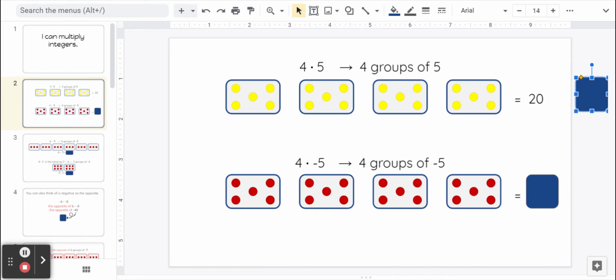Let's just change that positive 5 to a negative 5. So now we have 4 groups of 5 negatives. So we have 4 groups, and each one has 5 reds or 5 negatives. So altogether, we have 20 negatives or negative 20.